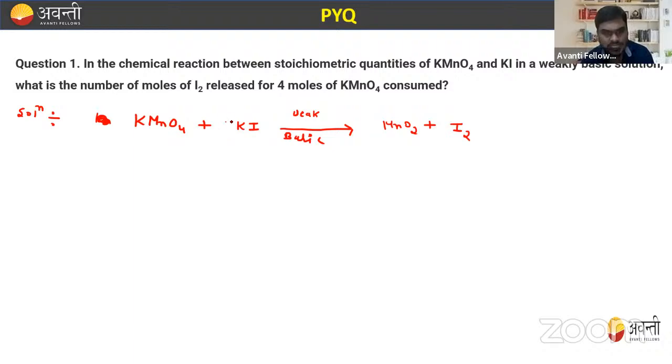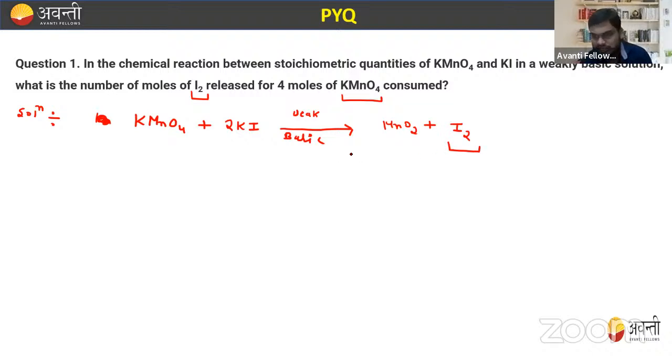Now we can observe something here. What do we observe, beta? In this question we need the relation between I2 and KMnO4 only, so there is no need to write the entire equation. This is sufficient for the calculation. If you want to go through the equivalent concept, you must calculate the n factor. So how will you calculate the n factor? Here we have KMnO4, and this is I2.